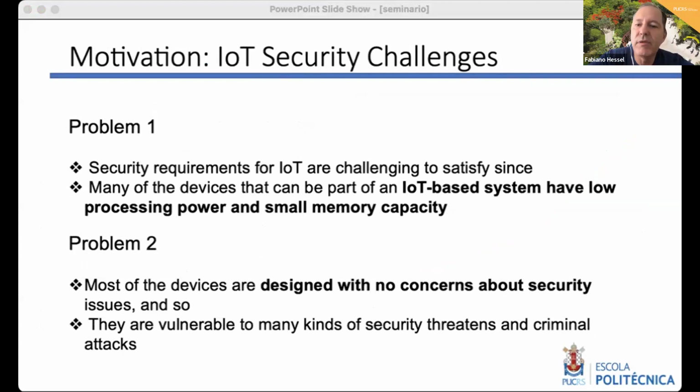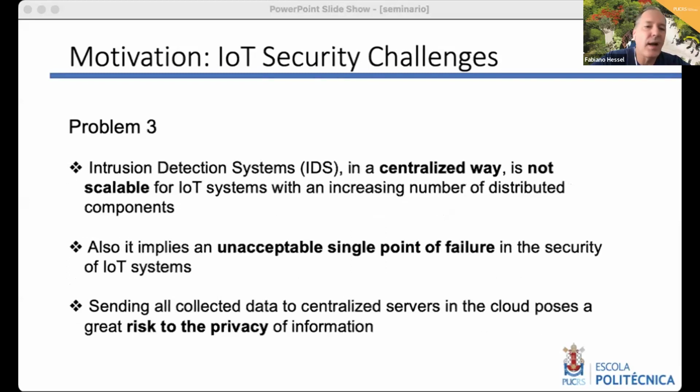Typically, IoT devices have little computational power and memory, which is necessary for implementing more sophisticated security features. Most IoT devices are designed without concern about security issues, and therefore they are vulnerable to many types of security threats and criminal attacks.